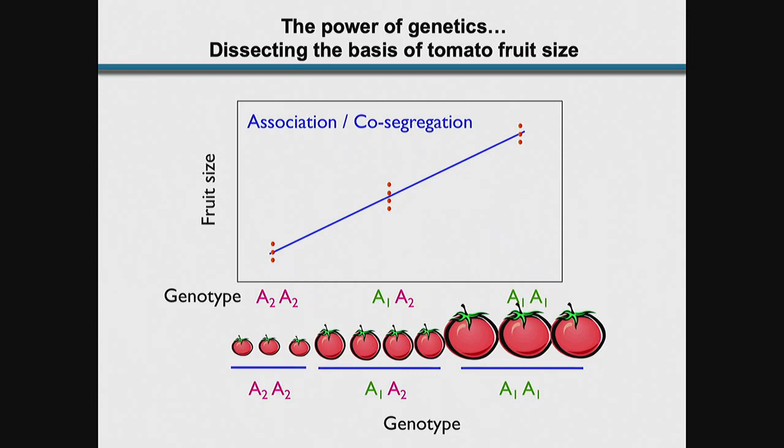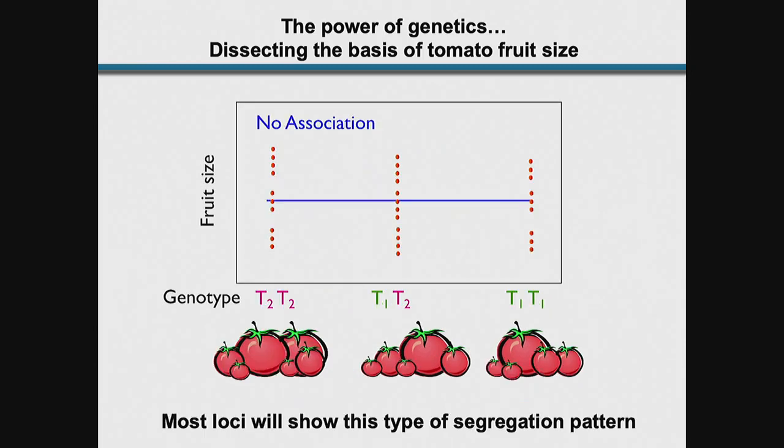But if we plot our data like this, where fruit size is on this axis, and here we have the genotype, if there is an association, we should see a relationship like that, right? Everybody would agree with that scenario. However, if there is no association, we're talking about a completely different locus now, a different marker locus, we might see something more like this, where it doesn't really matter what the genotype is.